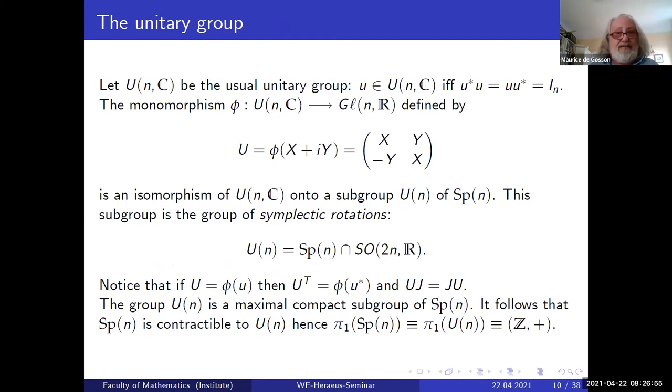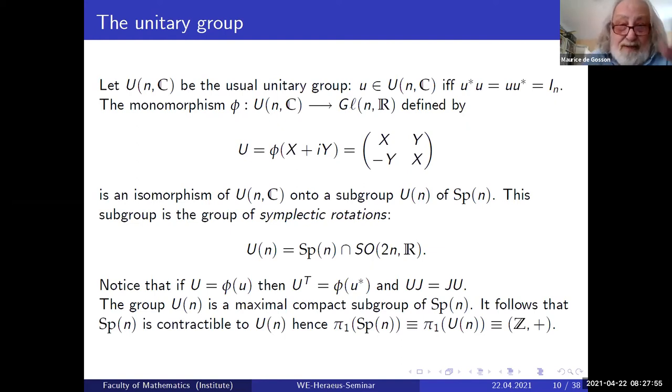Good, now the unitary group. It turns out that the usual unitary group can be embedded inside the symplectic group using a certain monomorphism. If I take a unitary matrix U equal to X plus iY, then I define capital U by the block matrix X, Y, minus Y, X here. Using the Lüneburg relations I mentioned, you can verify that these matrices capital U are indeed symplectic as well. So the monomorphism 5 allows us to identify the usual unitary group with a subgroup U(n) of Sp(n). And it's an easy exercise to show that U(n) consists of symplectic rotations, that is, of matrices which are both symplectic and belong to the rotation group. Good, so this is very important.